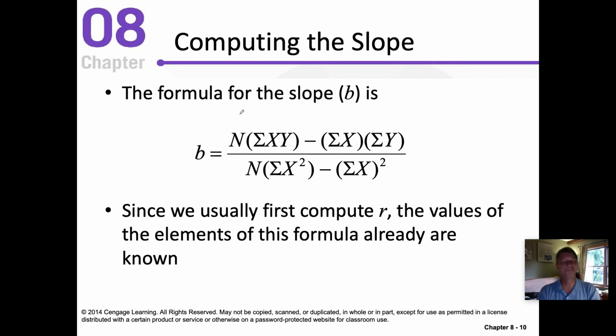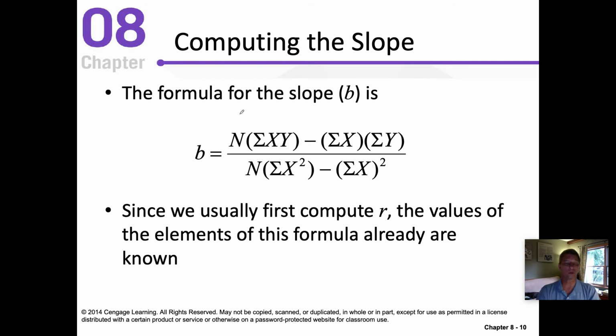Now, you may think, oh my God, how am I going to keep track of all that kind of stuff? Remember how we did it when we were calculating the correlation coefficients? Make yourself a table. Calculate the sum of x and the sum of x squared and the sum of x times y and all of the things that you need to do.